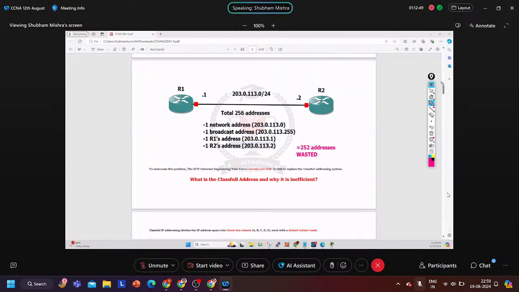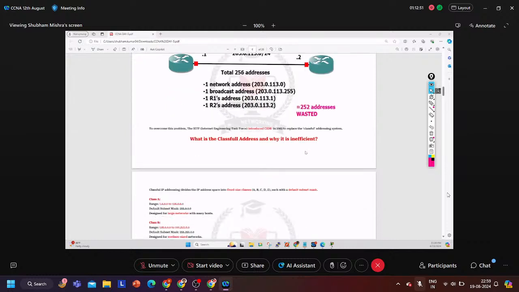Clear? I hope you guys understand. I mentioned one line here. To overcome this problem, the IETF, Internet Engineering Task Force, introduced one concept called CIDR in 1993 to replace the classful addressing system.